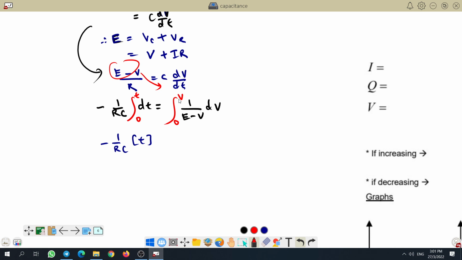A bit different here is that this is like integrating 1 over 1 minus x. So it's going to be ln 1 minus x. But because there is a negative here, then negative ln. So it's going to be negative ln E minus V from 0 to V.